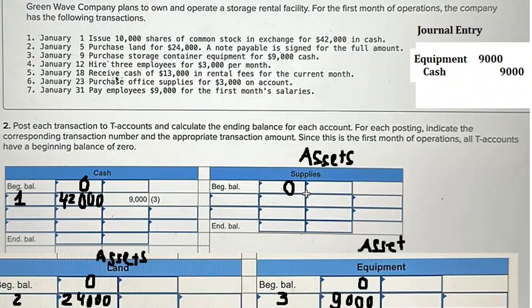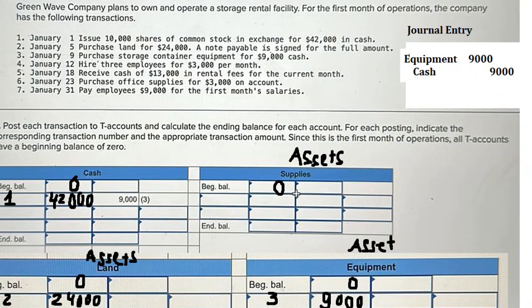The next one, number 4. We hired 3 employees for 3,000. We just hired them, but we did not pay the salaries. So in number 4, that is about no entry.